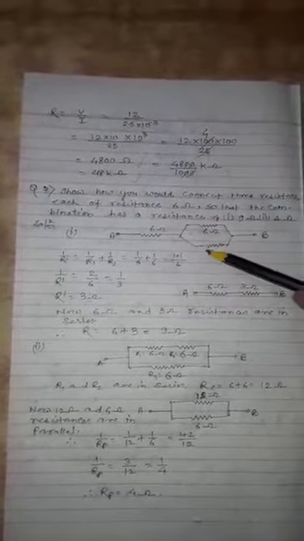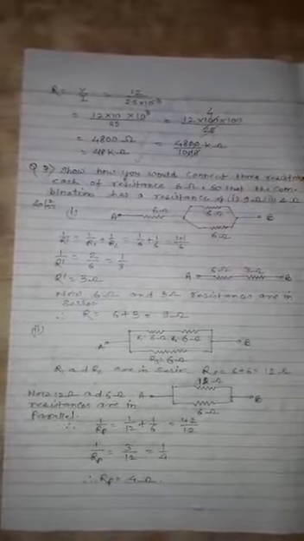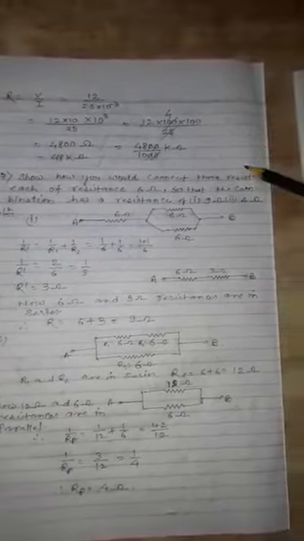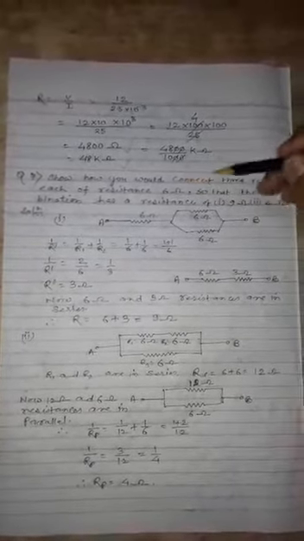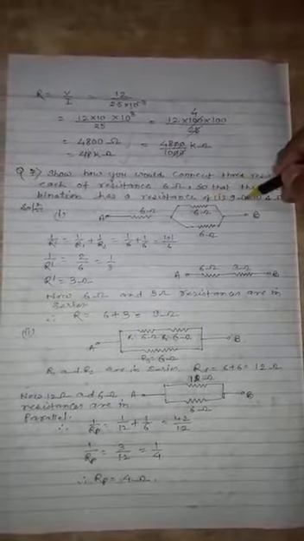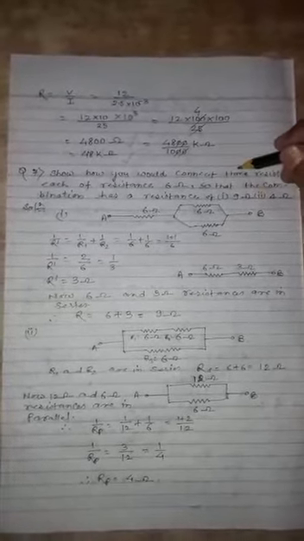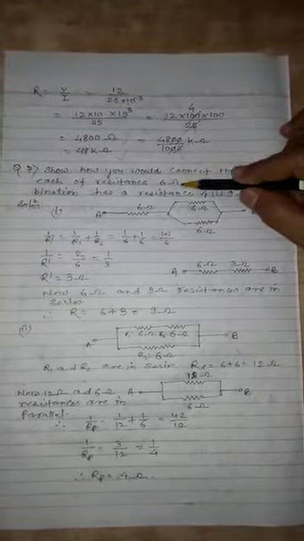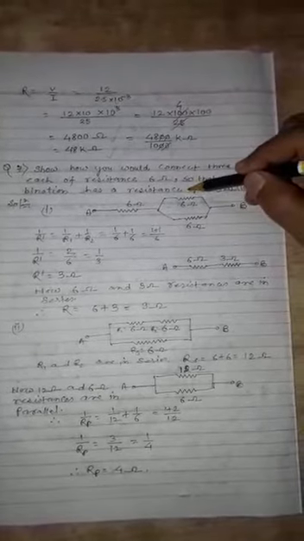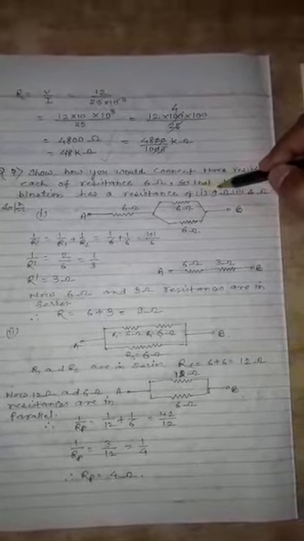Now another question. How would you connect three resistors? Three resistors are given and the value of each resistor is 6 ohm, so that the combination has a resistance of 9 ohm and 4 ohm. In this question, three resistors having the same resistance, 6 ohm, are given. Now how do you connect these three resistors so that the equivalent resistance becomes 9 ohm the first time and 4 ohm the second time?